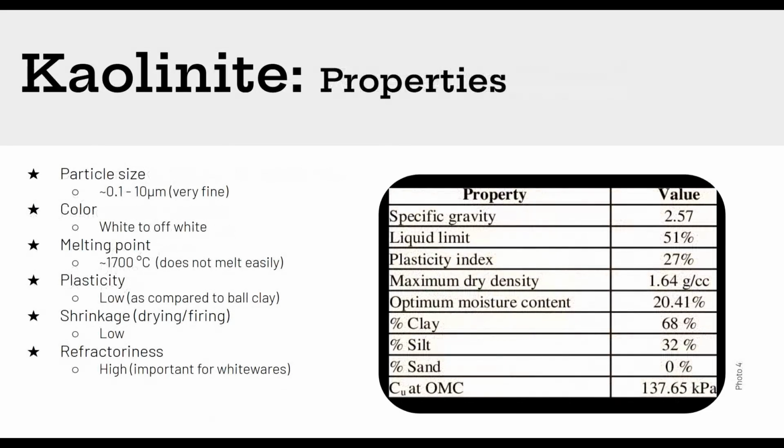Some properties of kaolinite. It has a particle size of 0.1 to 10 micrometers, meaning that it is very fine. It has a white to off-white color, a melting point of 1700 degrees Celsius, so it does not melt easily, a low plasticity as compared to ball clay, a low shrinkage for drying/firing, and a high refractoriness, which is important for whitewares.